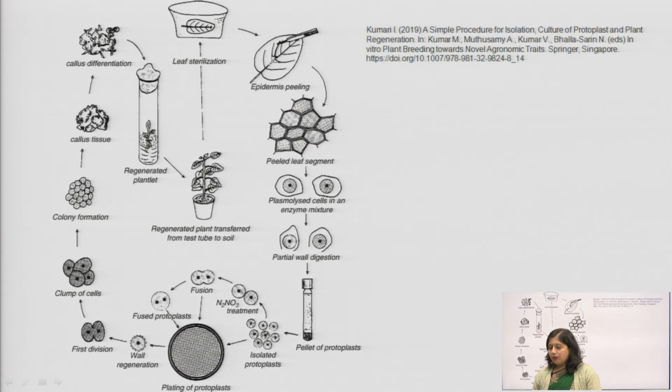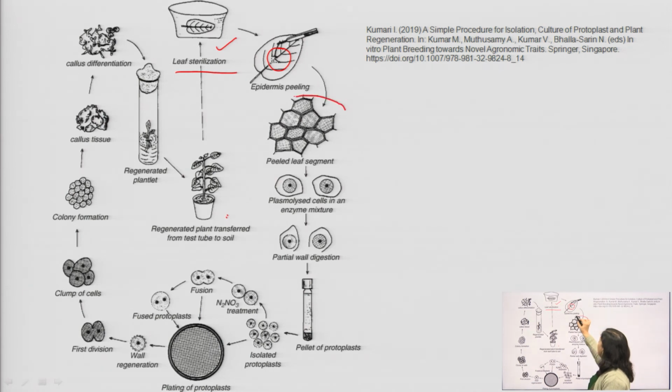So, I will further take you to this diagram where you can understand the whole process of protoplast culture. We have taken a leaf from this particular plant. We have first done the sterilization of the leaf. After sterilization, we peeled out the epidermal layer from the leaf. After peeling, this is how it looks. The peeled leaf segment looks like this. This is the epidermal layer.